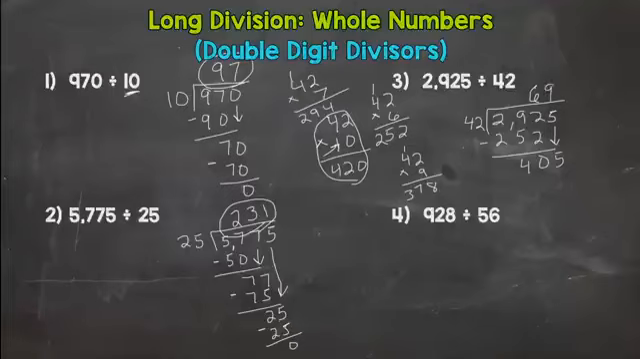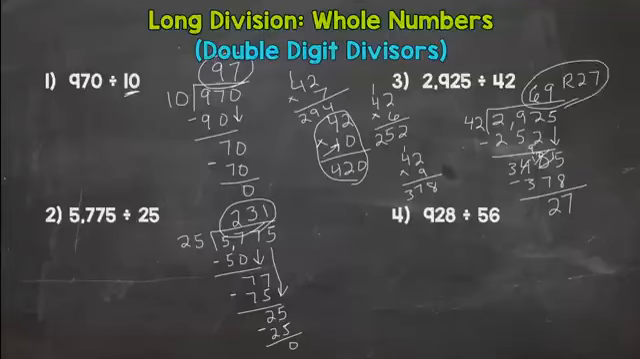So I put my 9 up here. 9 times 42 is 378. And I need to subtract. I'm going to need some borrowing in this one. A 10, well, I need to take again, so it's actually a 9. 15 minus 8 is 7. 9 minus 7 is 2. So I get 69, remainder 27.